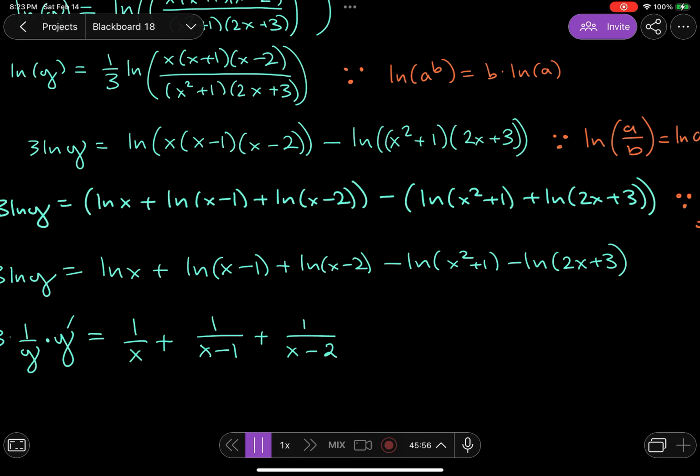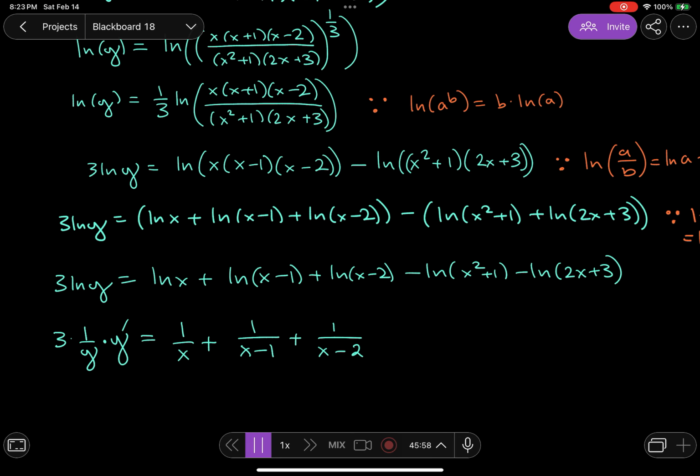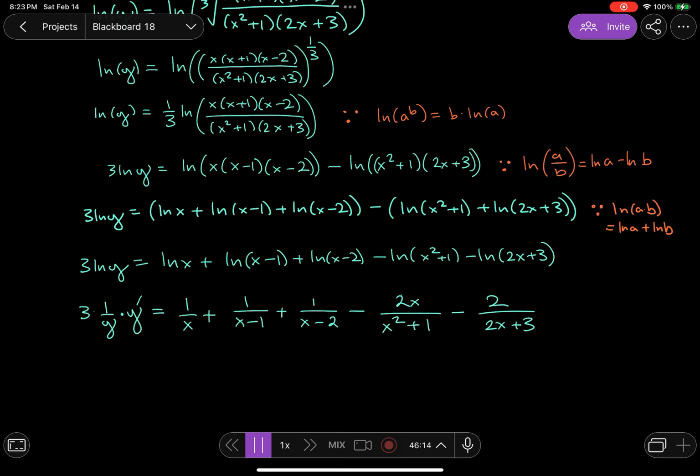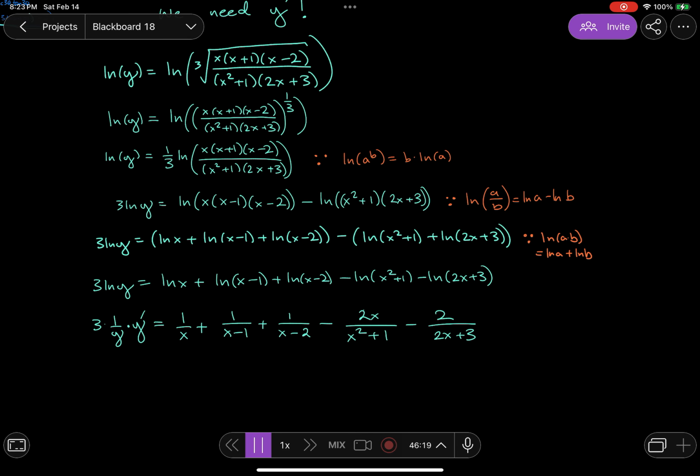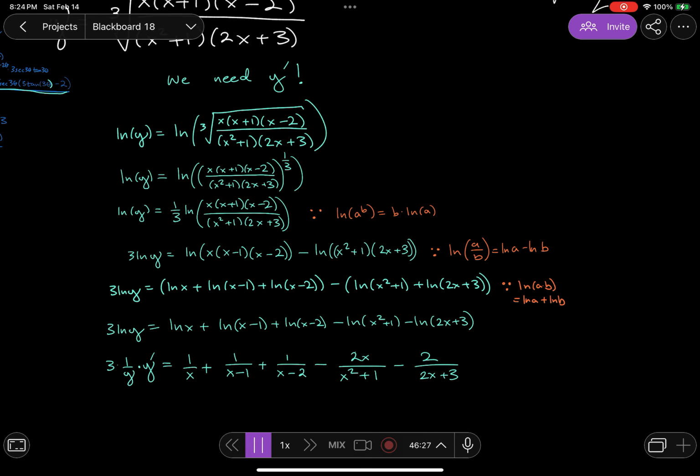And let's see. Over here, what I have is minus 2x over x squared plus 1. Then here is minus 2 over 2x plus 3. Try to see why that's true. I did follow the chain rule on both of those guys. Again, what I want is y by itself. And I'm starting to think, hopefully there's something nice about to happen. There should be some sort of cancellation here. Multiply both sides by y.